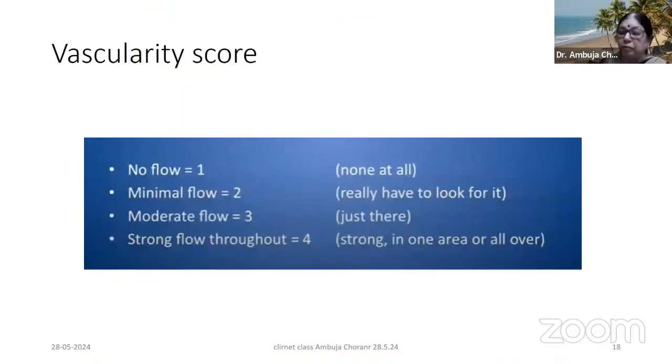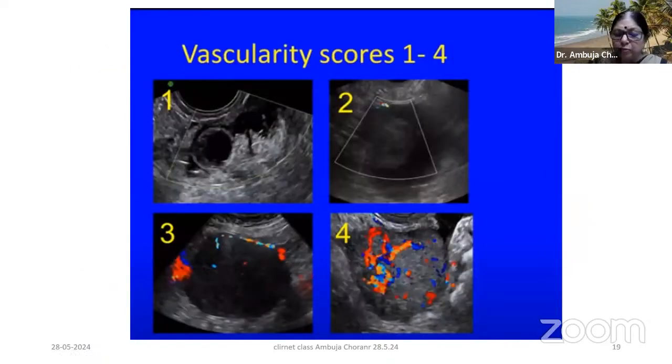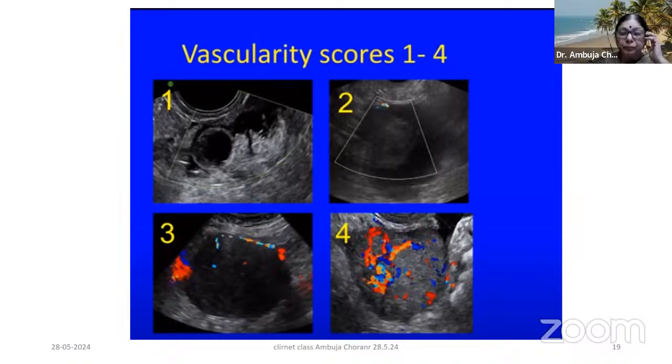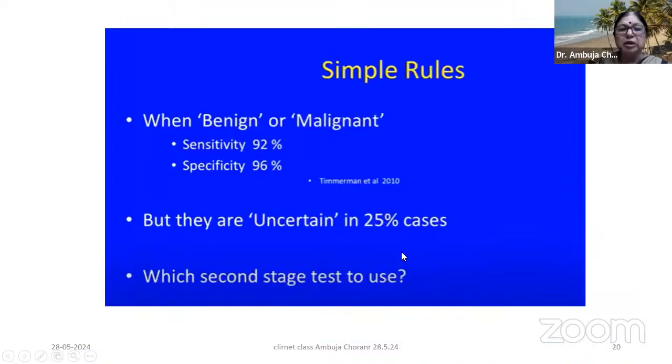Okay. In the flow also, we can differentiate. If there is no flow, we give the score as 1, minimal flow 2, and moderate flow 3. This is important to calculate the risk of malignancy. Strong flow throughout, like in this one, is indicated as 4. That's the score we give. So these are the vascularity scores. This is no vascularity, this is very minimal vascularity, and this is the maximum vascularity present.